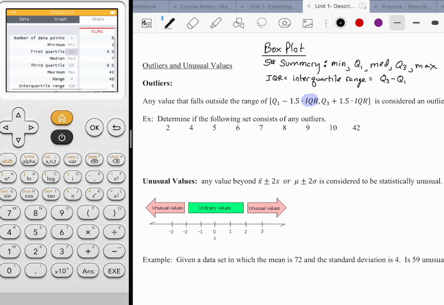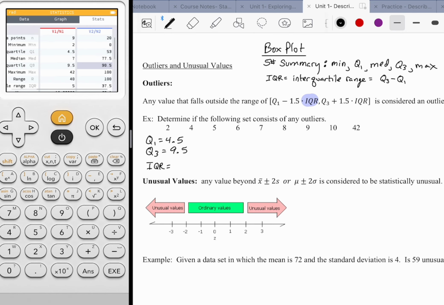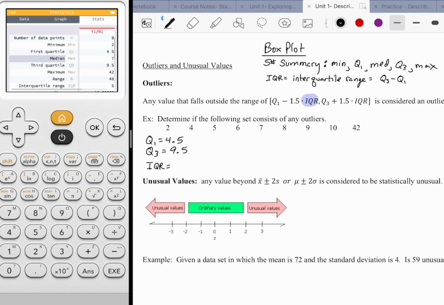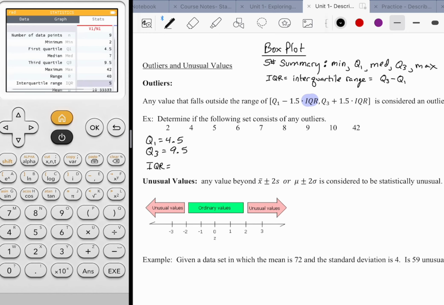The first quartile Q1 is 4.5, so I'd make a note of that. My third quartile Q3 is 9.5, and my IQR, you go down the line a little bit, is 5. You probably don't need the technology to tell you that, because if you know IQR is equal to Q3 minus Q1, you get it pretty much immediately. But it's nice to have it. It's one less thing to worry about.